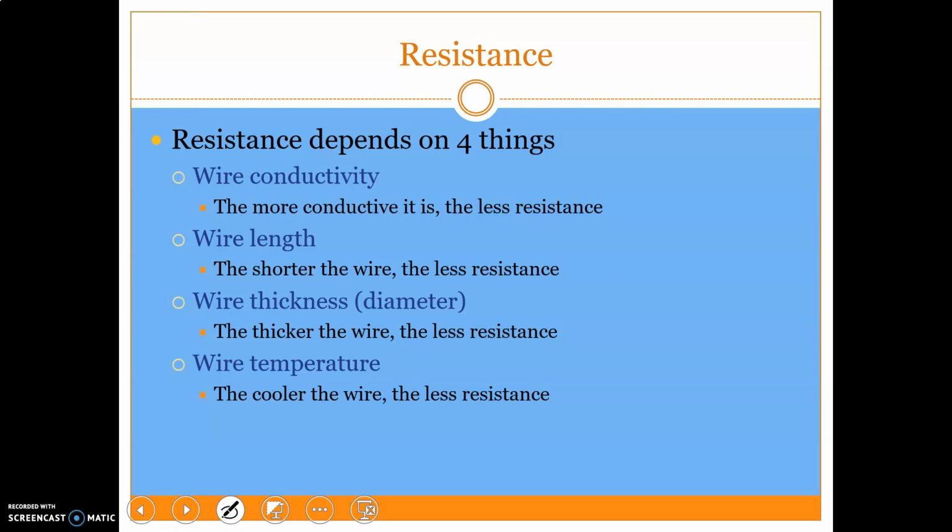We have the wire length. So the shorter the wire, the less resistance you're going to get. The longer the wire, the more resistance you are going to see. The wire thickness, so you want to have the thickest wire possible in order to have less resistance. And then temperature, you want to keep the wires as cool as possible, because if they get too hot, then you're going to get a lot of resistance.